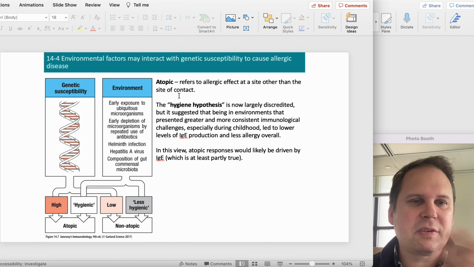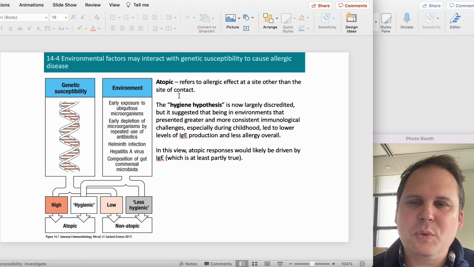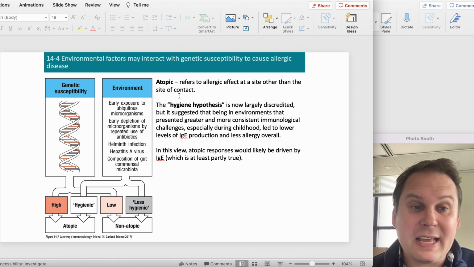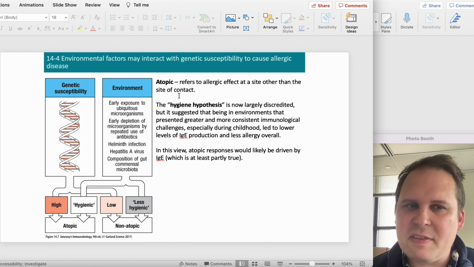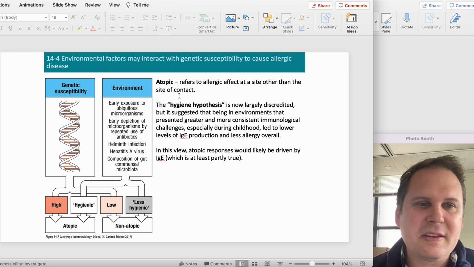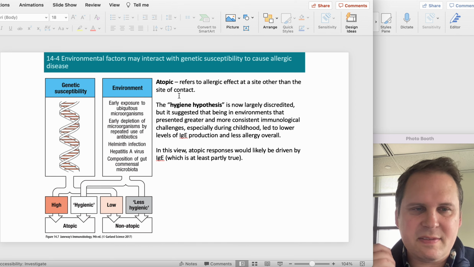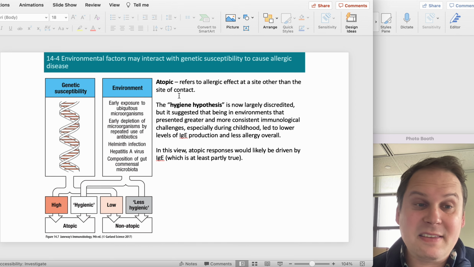And so the prediction was that you would get more atopic responses, which are going to be driven by something soluble like IgE in the bloodstream. So where it says atopic, it means second sight, but really they're thinking IgE. You would get that if you were predisposed to making a lot of IgE. And the idea was that if you grew up in a more hygienic atmosphere, that somehow had fewer bacteria in it, or whatever, then it would lead to this.